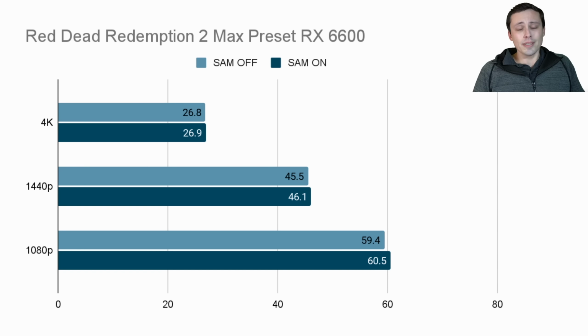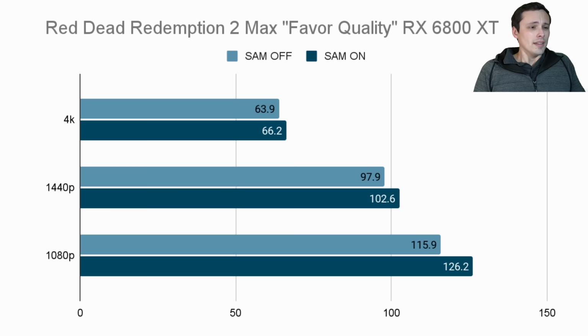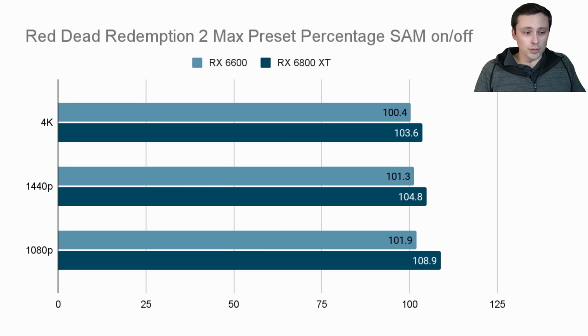But let's look at Red Dead Redemption 2 as my final game. And we saw, again, almost imperceptible gains. They are very small. The 6800 XT had gains that were actually somewhat noticeable. Whether you'd notice them in actual gameplay, who knows? But at 1080p at least, 8.9% growth is great. 1.9% growth, hey, at least it's better performance, right?